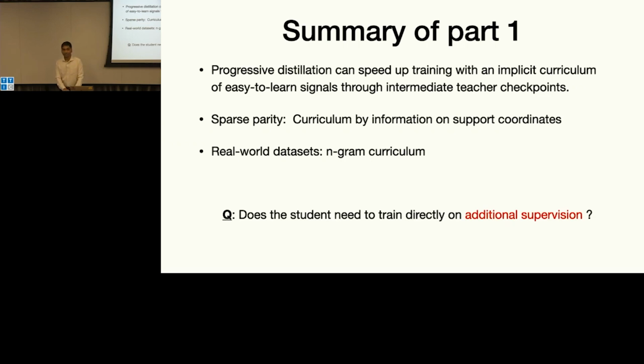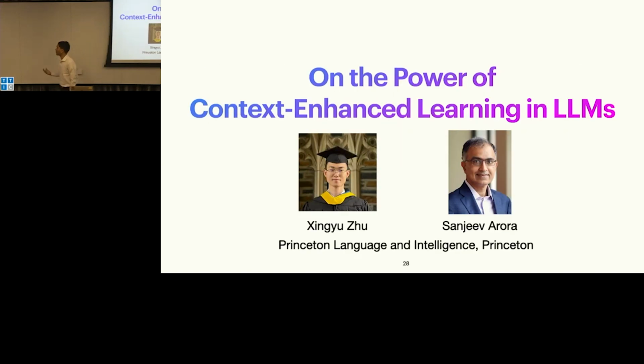Alright, so let's move to part 2. In this part, we had additional information coming from the teacher itself. And then we applied a loss on the student's predictions and the additional supervision that we get from the teacher. The question that we're going to explore in the second part of the talk is, if we don't compute loss on this additional information, can the model still learn to utilize it for training? And that brings us to the second part of the talk on the power of context-enhanced learning and LLMs.